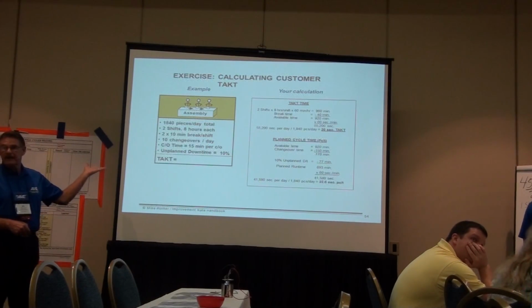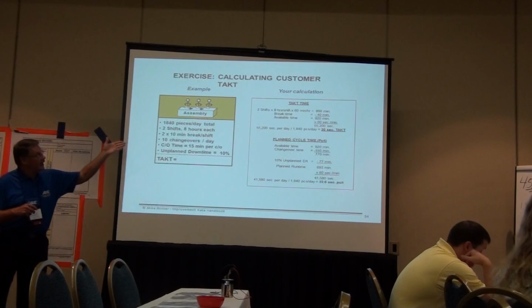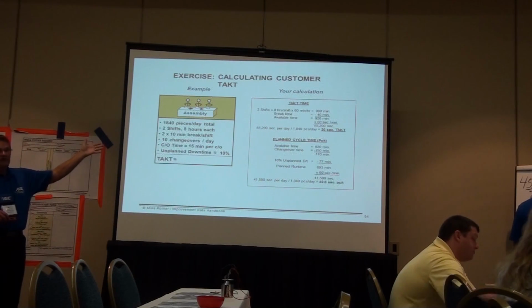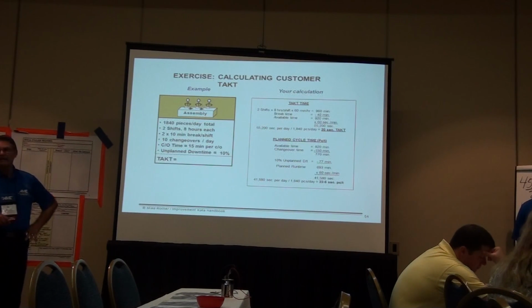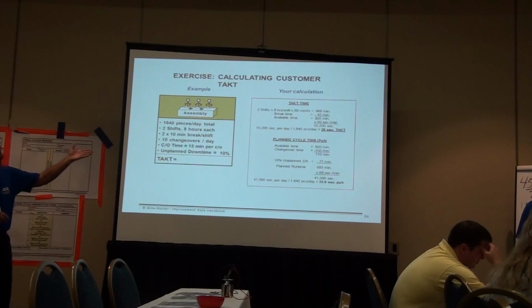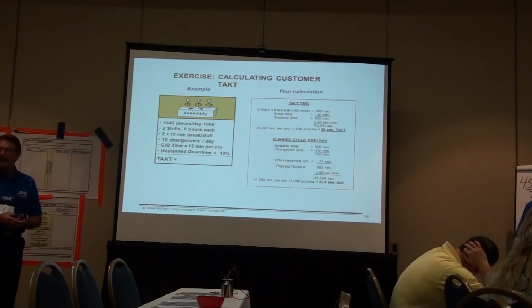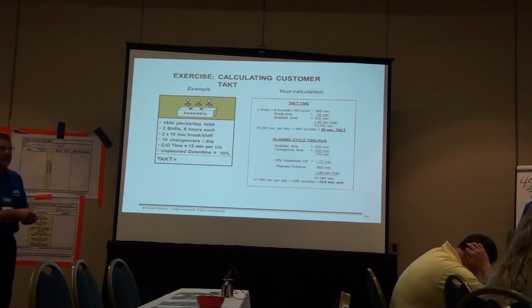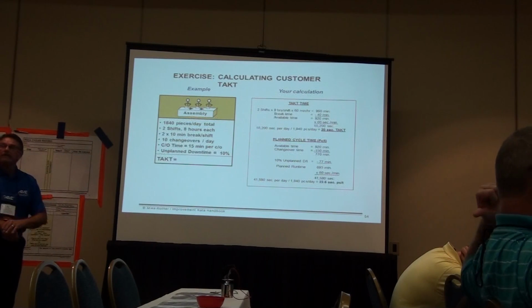So here's an example of a takt time calculation. We have a process that has to make 1,840 pieces a day. We've got 2 shifts, 8 hours each, 2 10-minute breaks per shift, and 10 changeovers a day at 15 minutes each. We've got a little bit of a reliability issue here, about 10% downtime. If we take 2 shifts times 8 hours times 60, we get 960 minutes total available. We back out the breaks, 40 minutes a day, and that leaves us 920 minutes available. Multiply by 60 seconds, you get 55,200, divided by 1,840, and we get about a 30-second takt time.